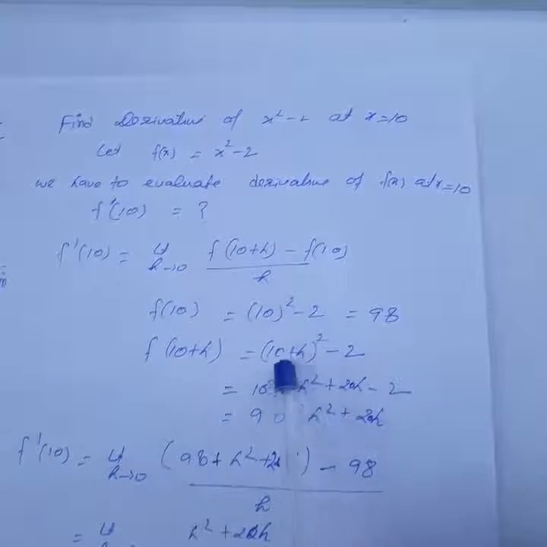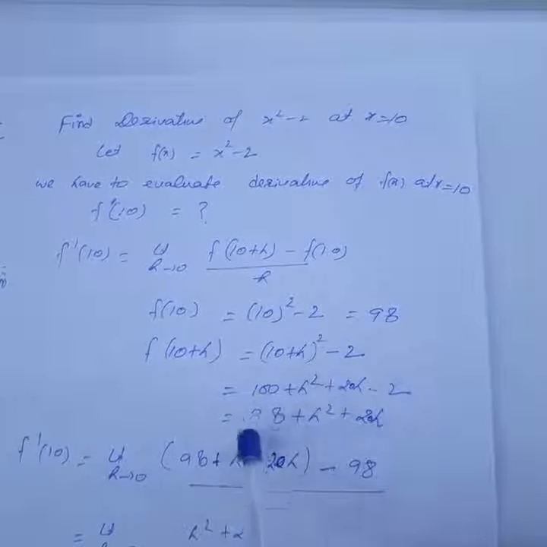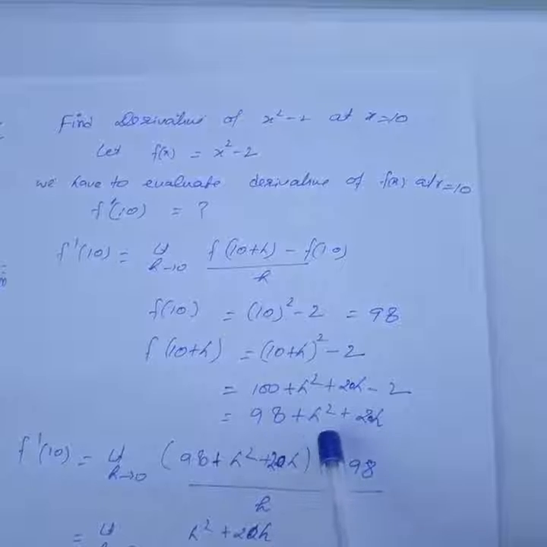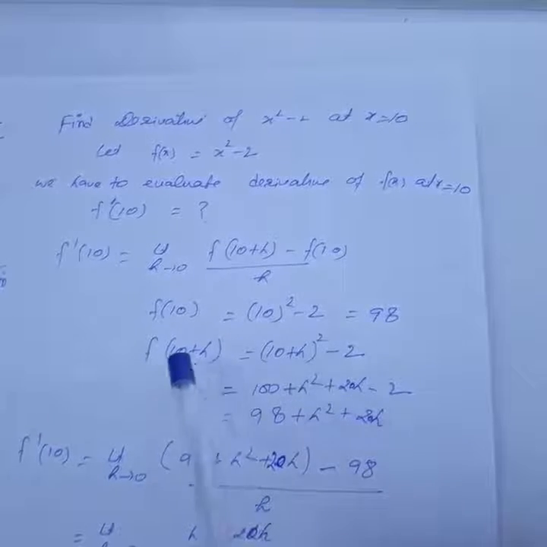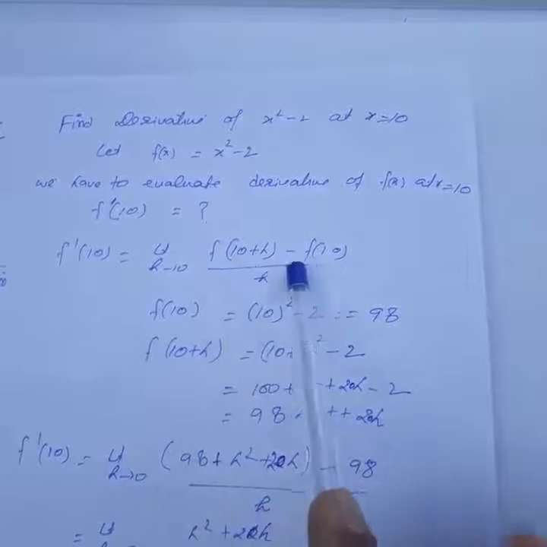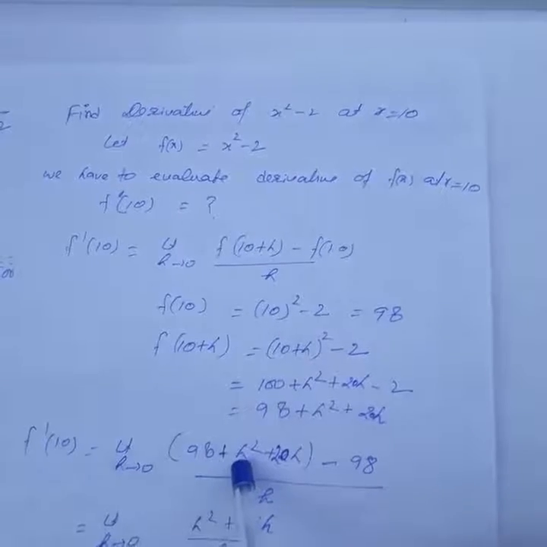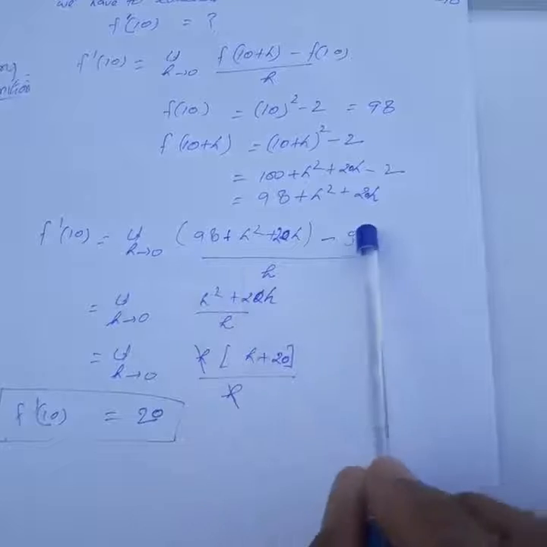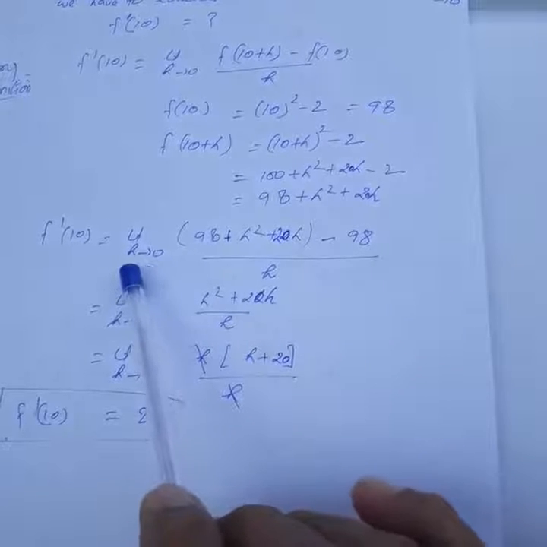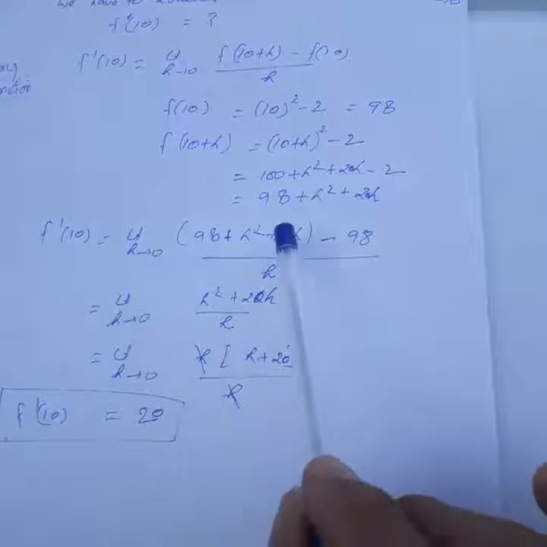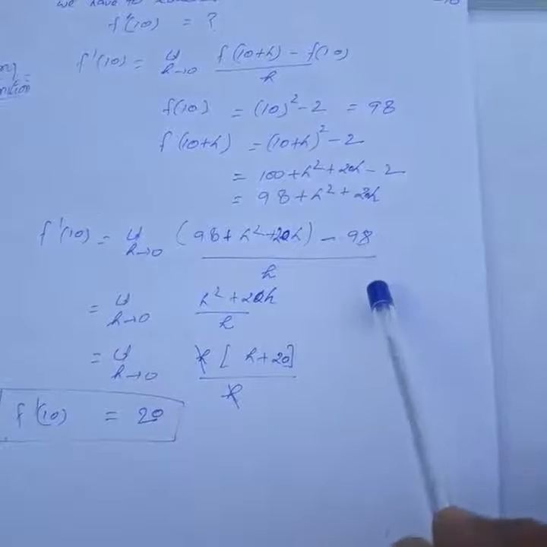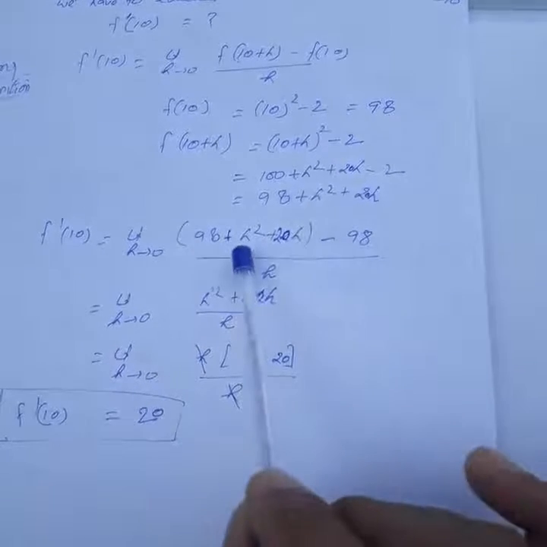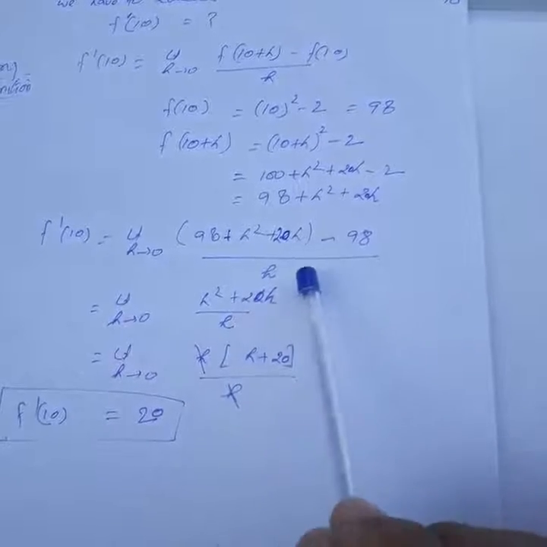So it will be (10 + h)² − 2, and after simplification, 98 + h² + 2h. So you put these values in this definition. So you'll have this function, and limit h tends to 0. If you directly replace h by 0, you'll get 0 upon 0 form. So you have to simplify, open the bracket, cancel the terms.